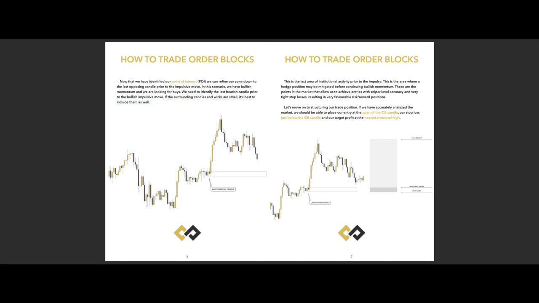So let's continue. This is the last area of institutional activity prior to the impulse. This is the area where a hedge position may be mitigated before continuing bullish momentum, right? So this was the point of origin for the institutional move, okay? Where volume really kicked into the market, momentum really kicked in. So we know that it's a very high probability price is going to retrace back to this exact point to mitigate any remaining orders there, opposing orders, right?